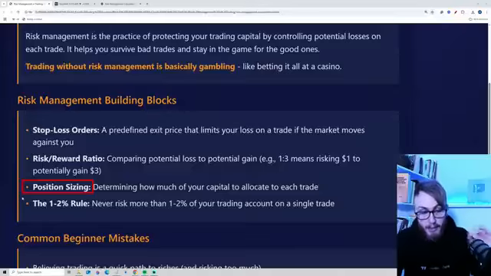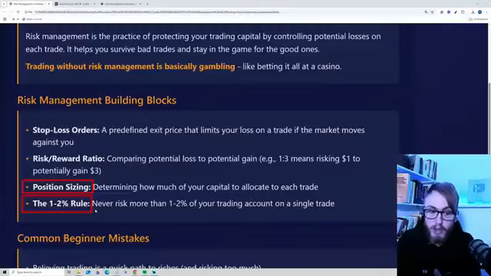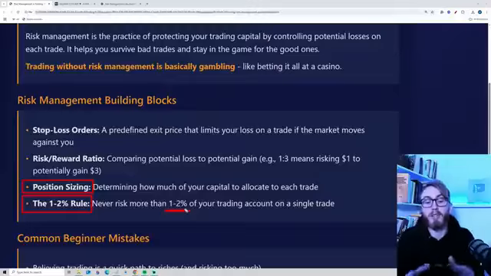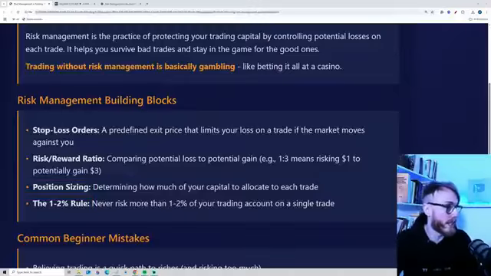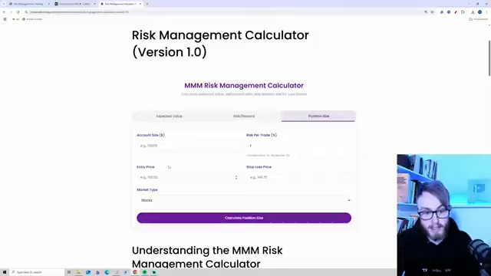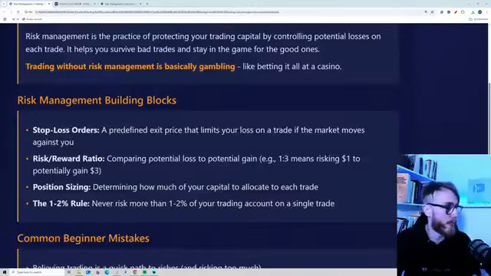And last but not least here, another very important risk management concept is the 1 to 2% rule. This is that you never want to risk more than 1 to 2% of your trading account. And this is also, as you can see right here, a part of the position calculator as well.